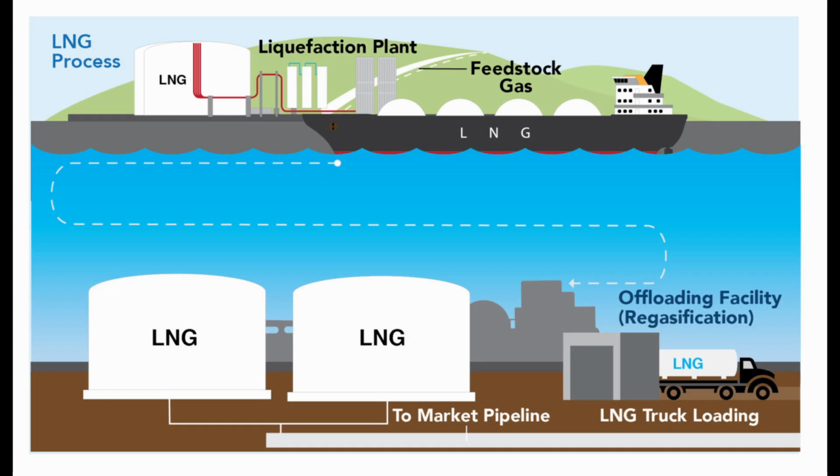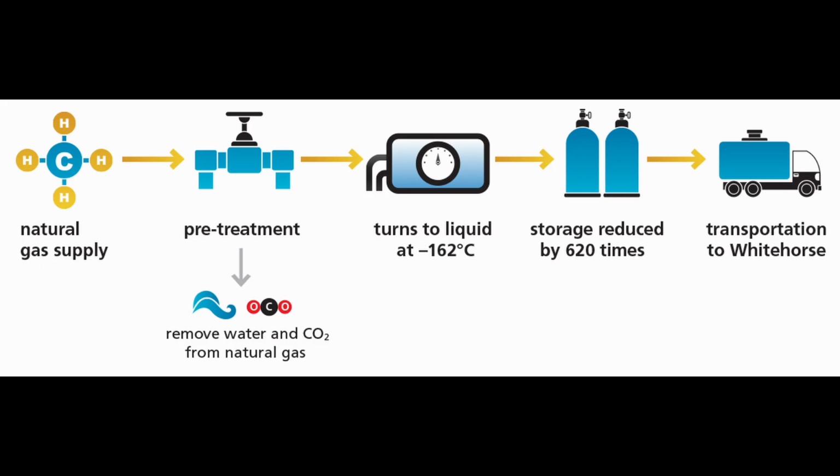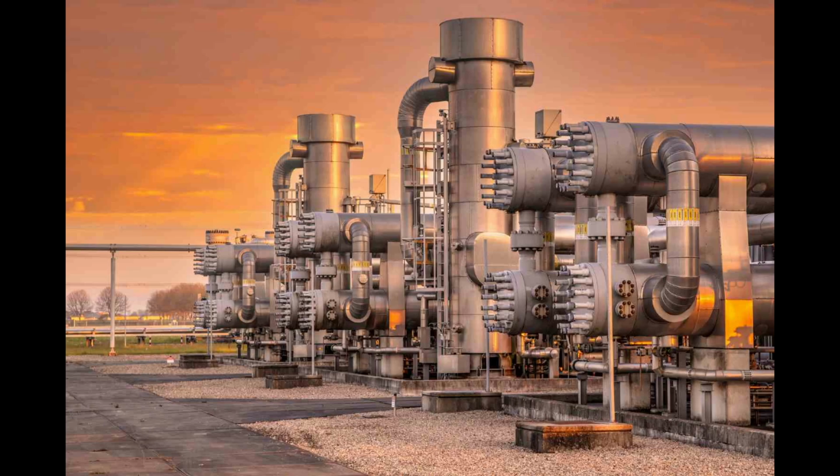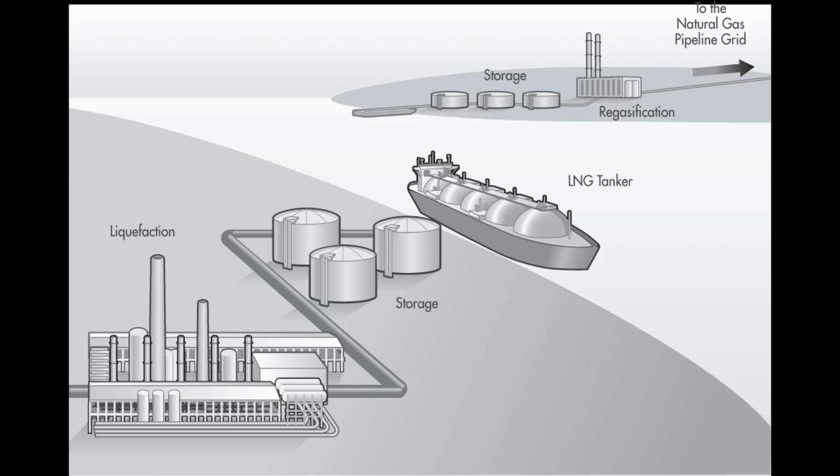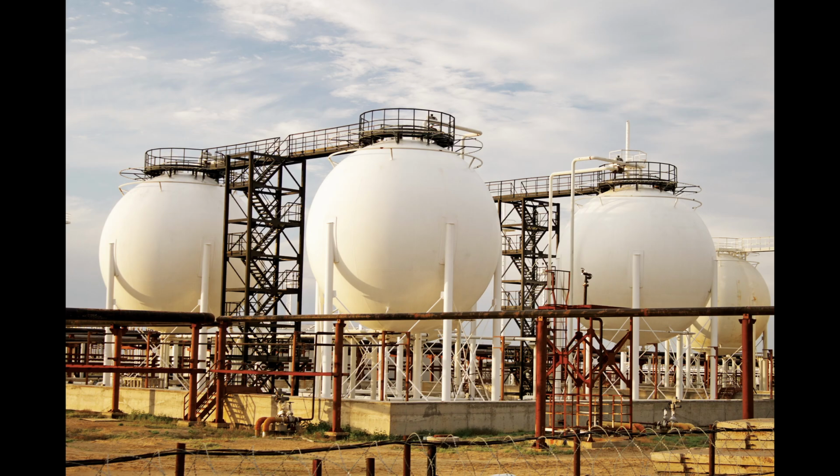It is a natural gas, mostly methane, CH4, that has been cooled to minus 162 degrees Celsius, turning it into a liquid. Because liquid gas takes 600 times less volume than gas form, making it easier to store and transfer, we do this. The LNG process involves four main steps.